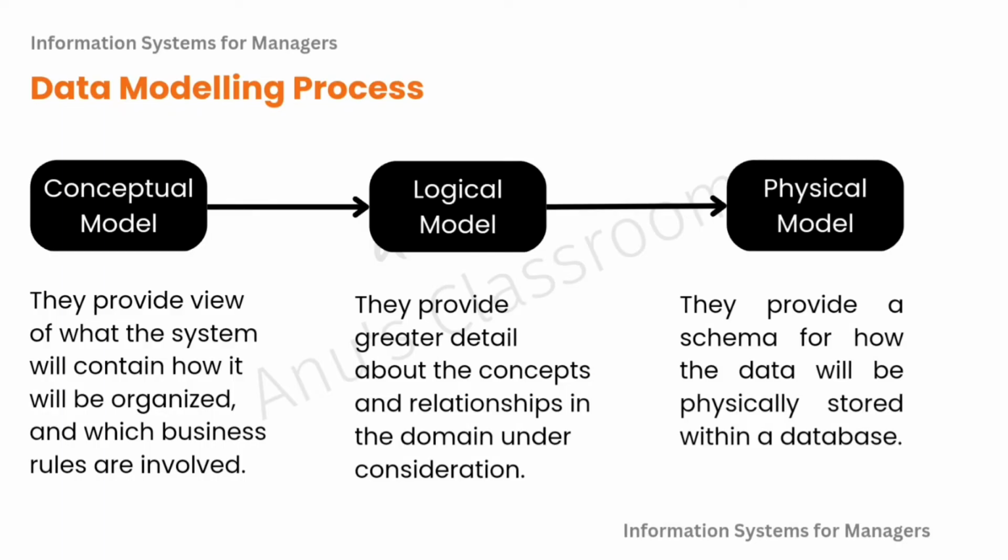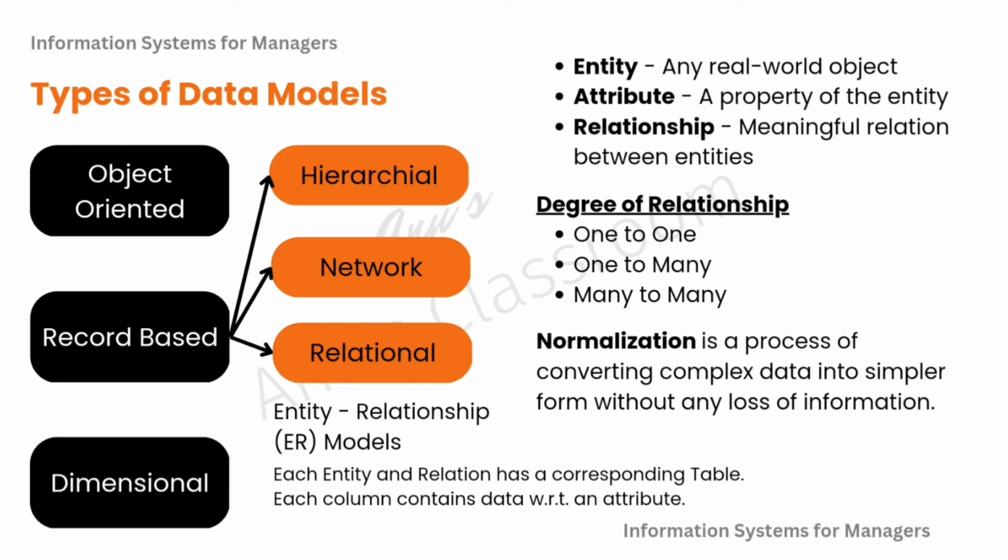So coming to the data modeling process, first we create the conceptual model. What the conceptual model does is it provides a view of what the system will contain and how it will be organized and which business rules will be involved. And then we have the logical model, which will provide a greater detail about the concepts and relationships in the domain under consideration. We have physical models which provide a schema for how the data will be physically stored within the database. And we have various types of data models also, like the object oriented model, the record based model, as well as dimensional models. So we will see about a few of these.